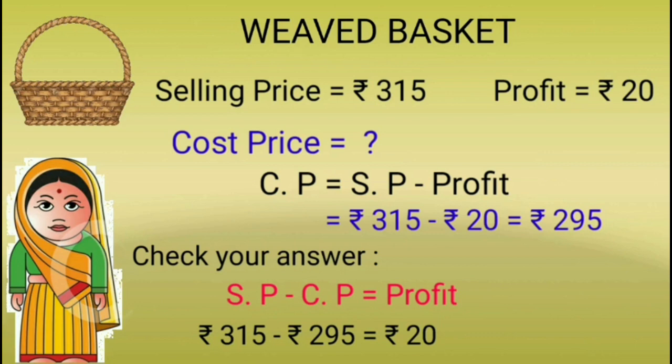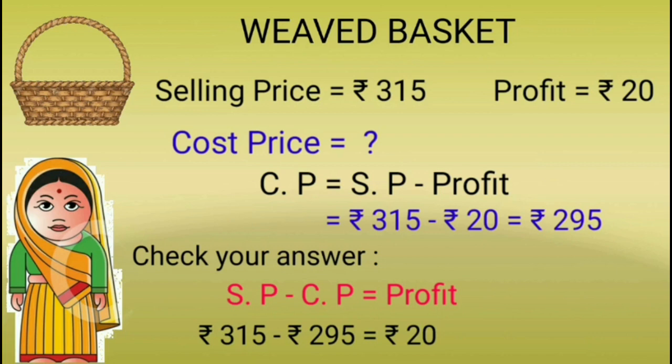Let us start. Children, to find the cost price, subtract profit from selling price. SP minus profit, that is 315 rupees minus 20 rupees. The difference is 295 rupees, which is the cost price of the basket.